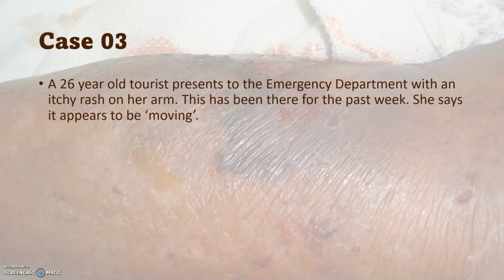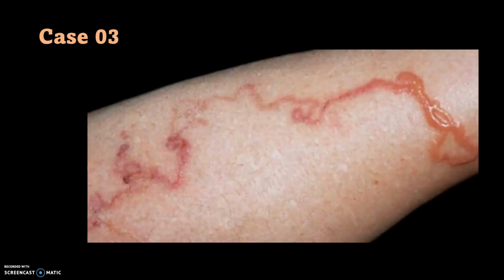Here's another case. A 26-year-old tourist comes to the department with an itchy rash on her arm, says it's been there for the past week, and it appears to be moving. Stop this video and have a look at this funny old rash. See if you can figure out what it is and what you know about it.